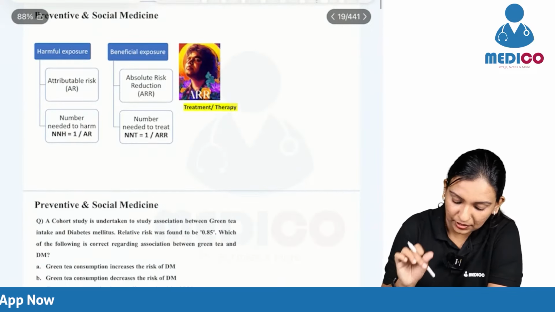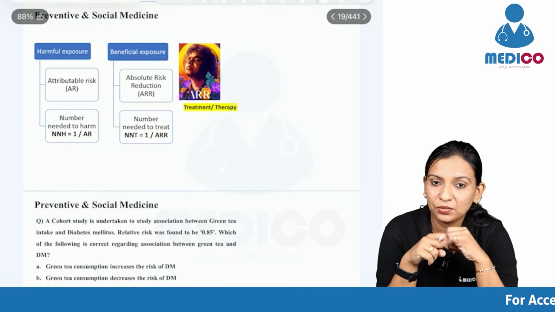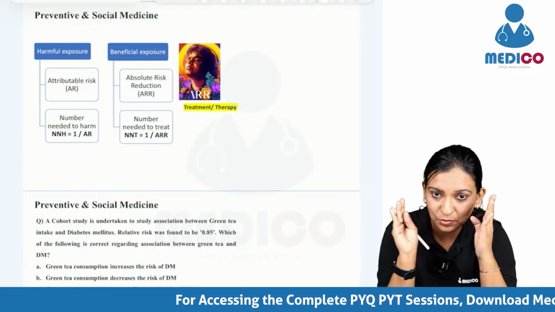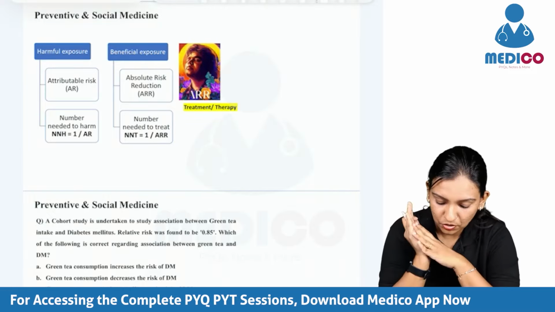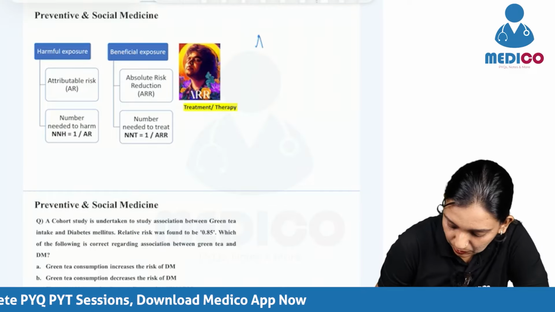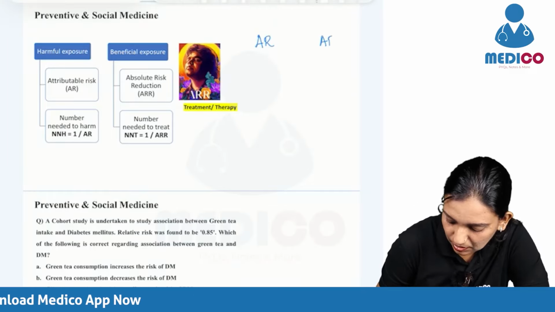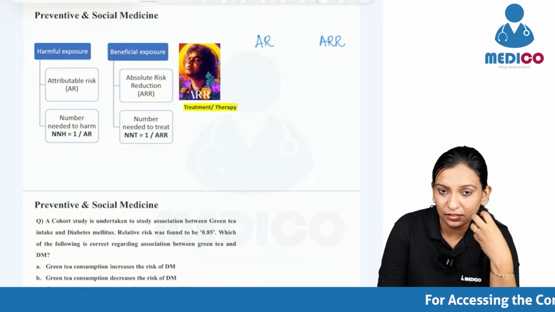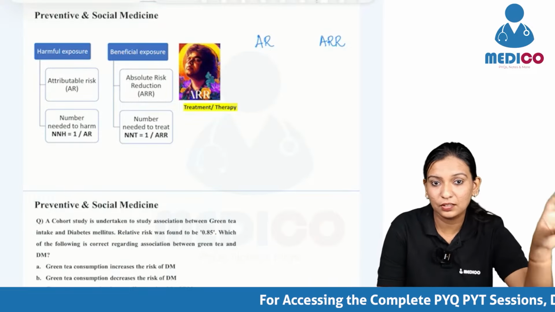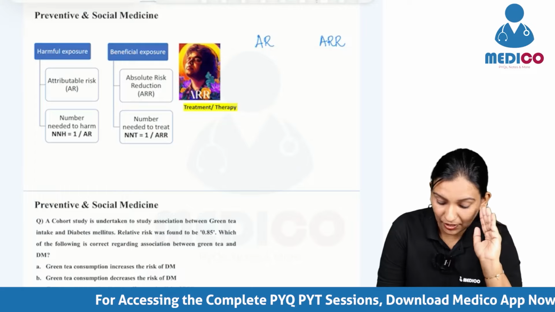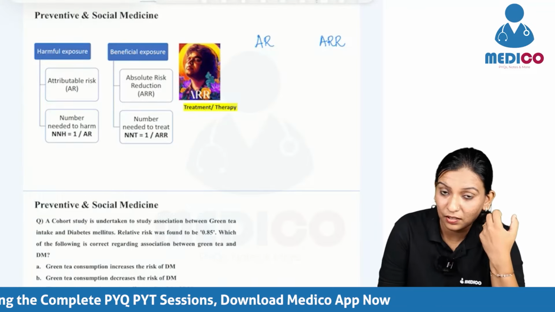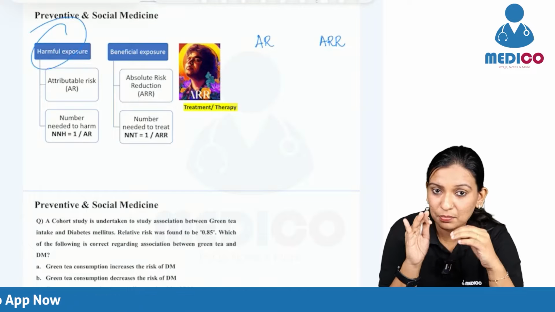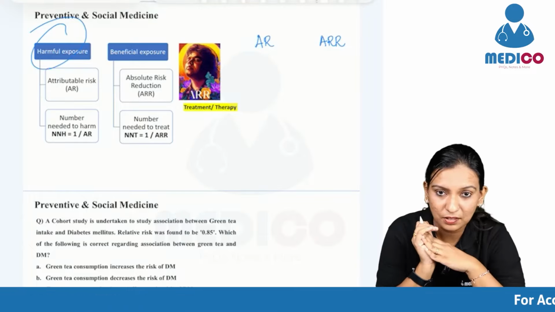Now, another concept, you should know what is number needed to treat and number needed to harm, and what is attributable risk as well as what is absolute risk reduction. So first we'll see what is attributable risk and absolute risk reduction. Attributable risk is the risk that is attributed to this particular exposure. That is usually said in terms of harmful exposure. Risk in terms of harmful exposure is the attributable risk.